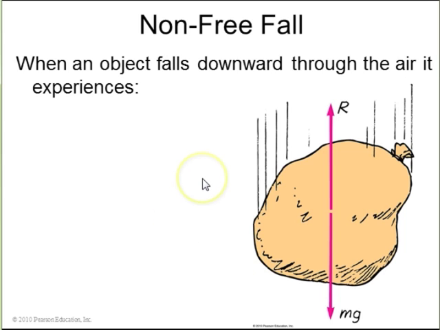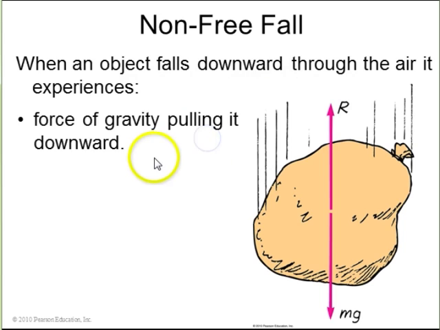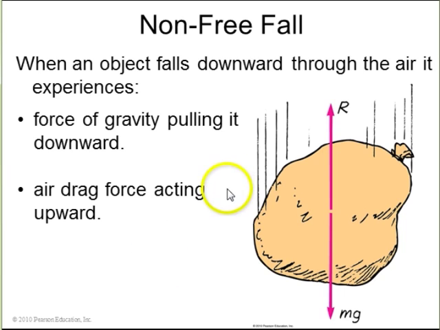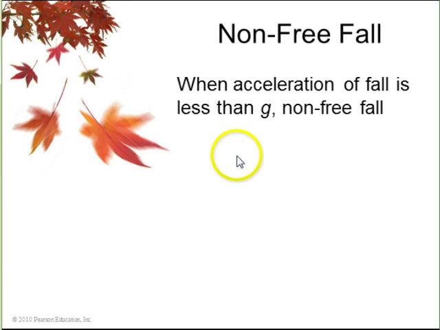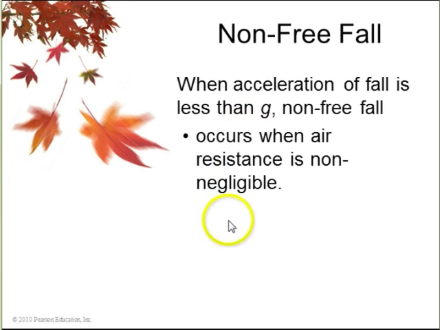So non-free fall is when an object falls downward through the air, it experiences a downward force of gravity and an air drag force upwards. So in real life, things are not in free fall because of this air drag force R upwards. So when the acceleration of the fall is less than g, we call this non-free fall. It occurs when air resistance is non-negligible.